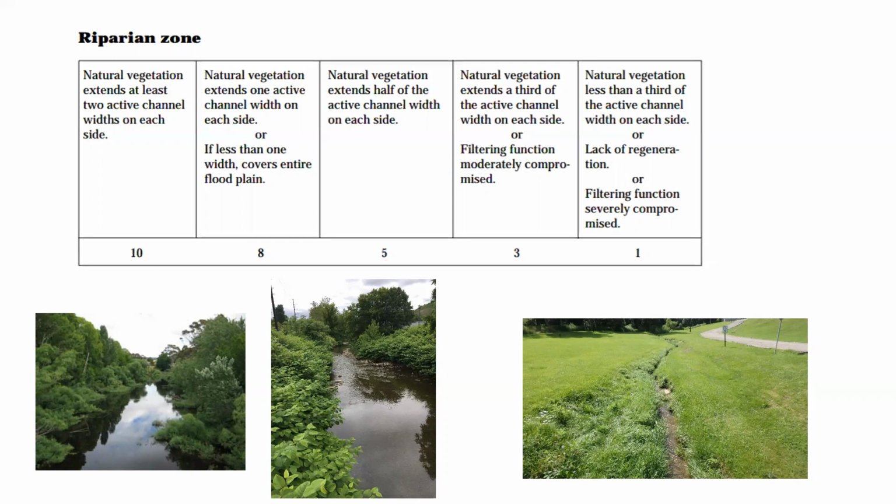Also, you can see here there are descriptions that will help you distinguish between a 10 in this case, where the natural vegetation extends two active channel widths on each side, and say an 8 where the natural vegetation only extends one active channel width on each side. The active channel width is considered the part of the stream that is wet. Any terms that you may not be familiar with are explained in the protocol as well.